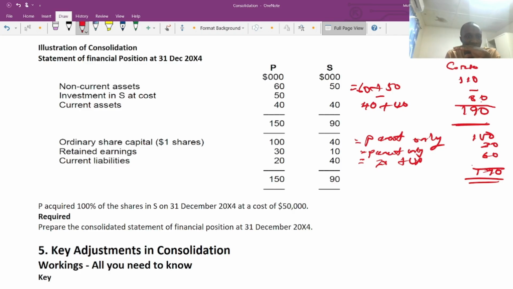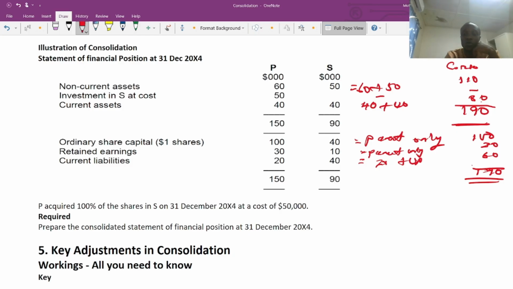So basically, this illustration is for us to understand the basic principle that we need to add all the assets and liabilities of the parent and the subsidiary. We need to only consider the share capital of the parent only, and also the retained earning. We are going to look at the profit, and from that we are going to look at the post acquisition profit.